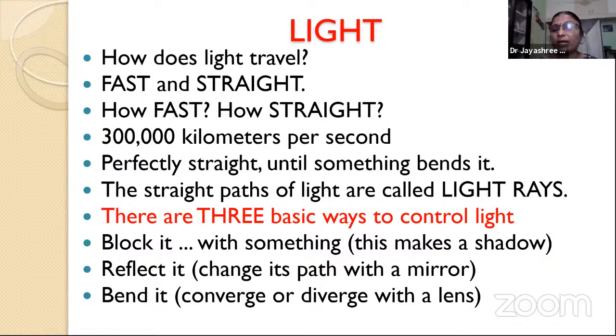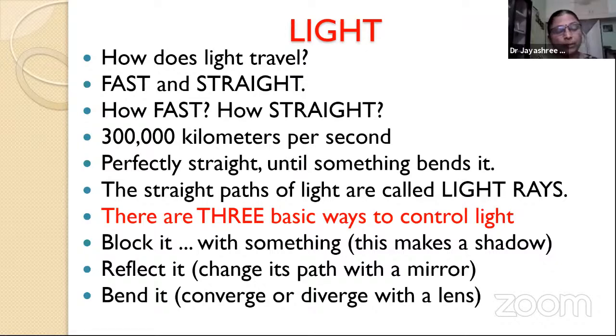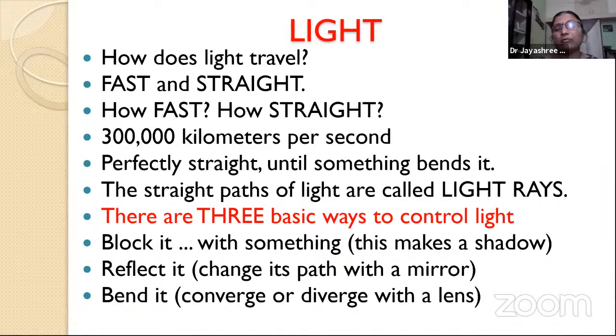There are 3 basic ways to control light as well. Sometimes, whenever we block it with something, this makes a shadow. The 2 other phenomena of light, which are very important, are that it is either reflected, that is, it changes its path with a mirror, or it bends, that is, it converges or diverges with lenses. It depends upon the type of lenses or mirrors we have used here, whether converging or diverging.